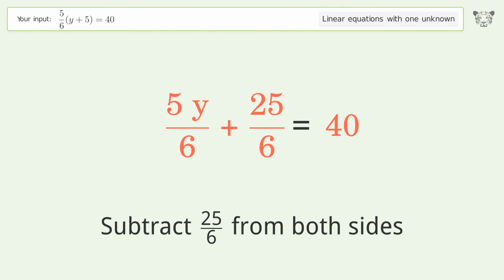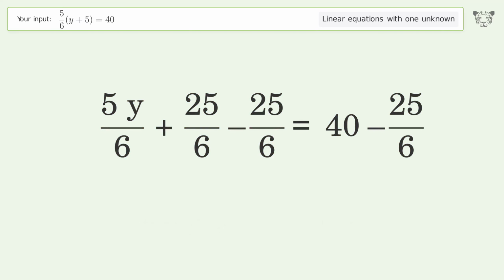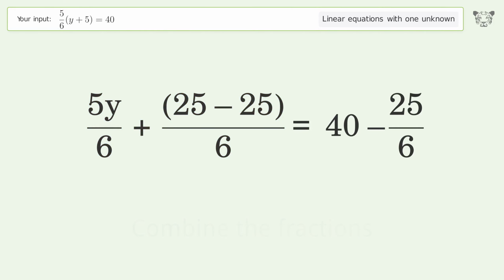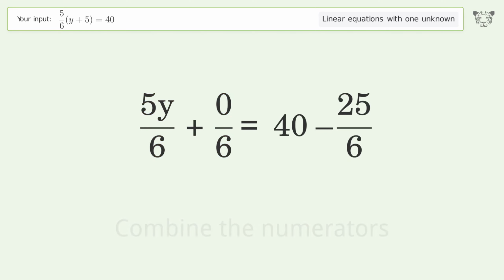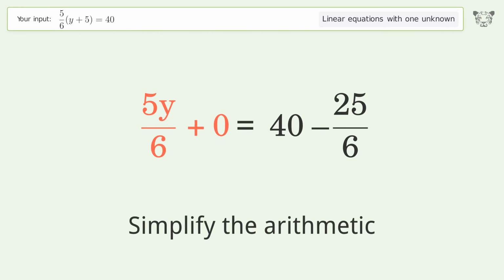Subtract 25/6 from both sides. Combine the fractions. Combine the numerators. Reduce the zero numerator. Simplify the arithmetic.